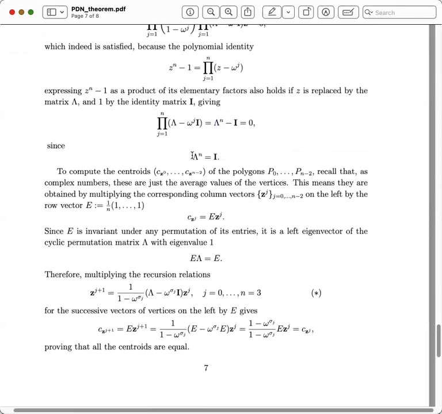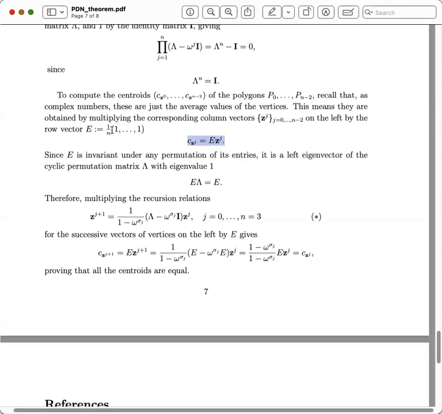So the last part of the theorem concerns the centroids of all of these polygons, and we're supposed to show that they're all equal. Well, that's very easy. These are all the centroids of the various polygons. To get these, what we do is average the vertices. The position of the vertices added up and divided by n is the position of the centroid. So that's equivalent to saying, take the column vectors with each one of these and multiply them on the left by the row vector whose entries are all ones normalized by 1 over n. So this is the formula for the centroid.